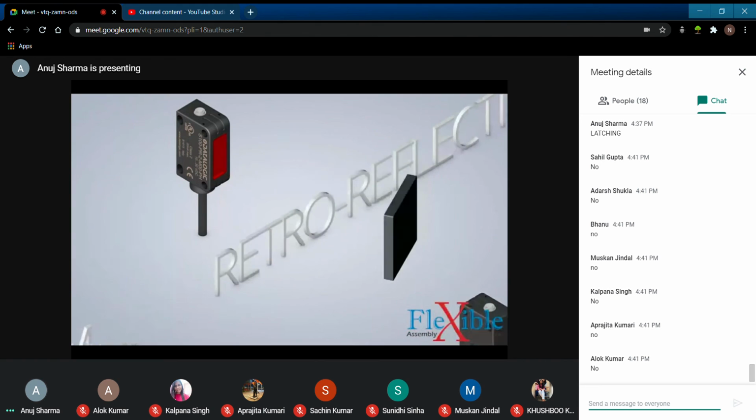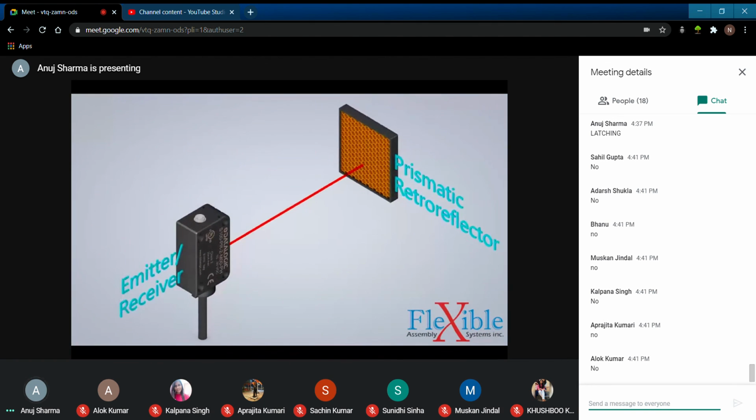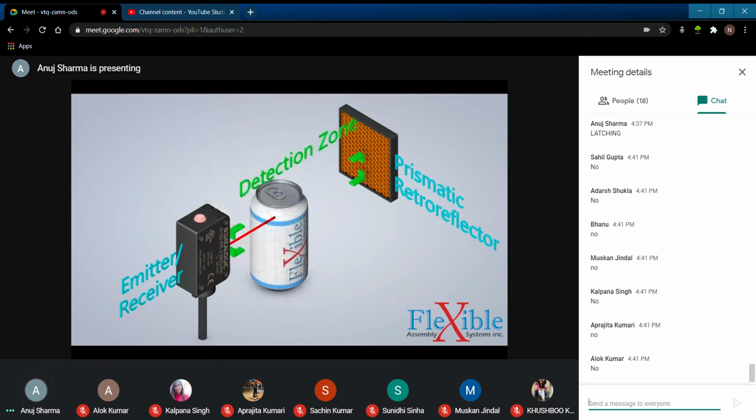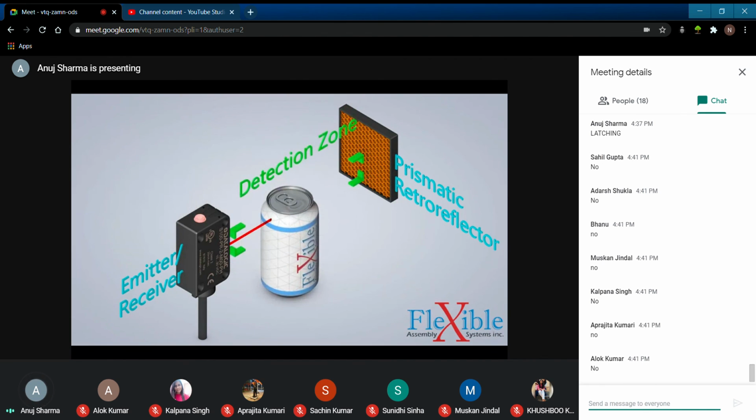Next on our list are retroreflective sensors. Unlike through-beam sensors, which have the emitter and receiver housed in different units, retroreflective sensors have the emitter and receiver co-located. Once the light is emitted, it will travel across the detection zone and bounce off a prismatic retroreflector. The receiver will then detect that the light has returned. Once the light beam is broken, the sensor will indicate that an object is present.